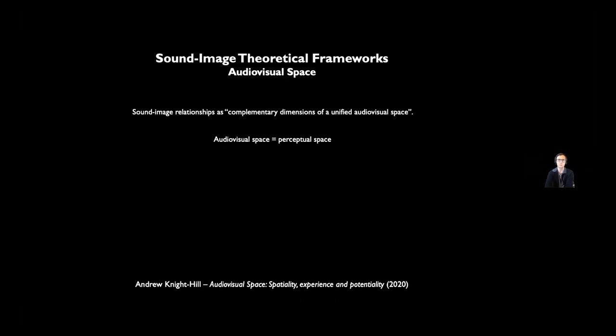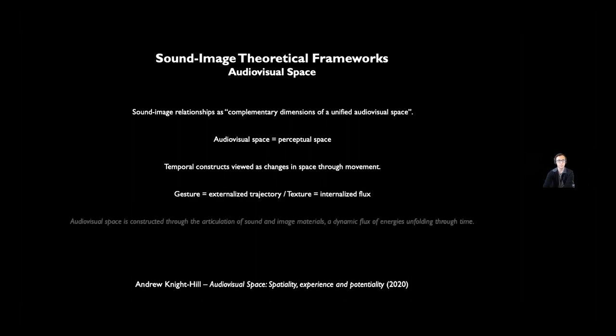Knight Hill suggests that temporal constructs may be viewed rather as changes in space through movement, and that expression can be found within trajectories constructed by spatial transition. Gesture is then an externalized trajectory, while texture is an internalized flux, both being dispositions of energy in space. He says that audiovisual space is constructed through the articulation of sound and image materials, a dynamic flux of energies unfolding through time. The reality of perceived space is a result of these materials and their articulation.